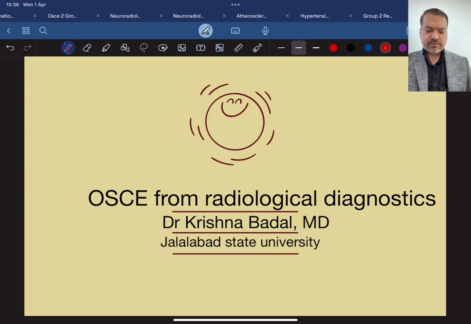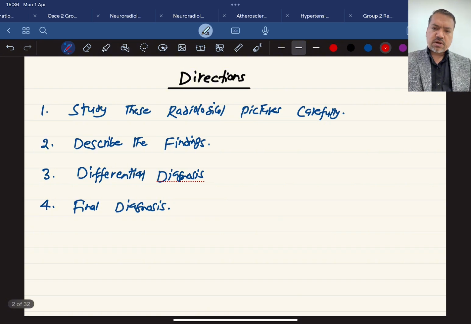So let's start. First, how do you answer this type of OSCE? There will be some questions attached. They may ask: describe the findings, what are the differential diagnoses, what is the most probable diagnosis, some clinical features, management, a typical finding like that. Whatever question is asked, read it carefully and then try to answer.